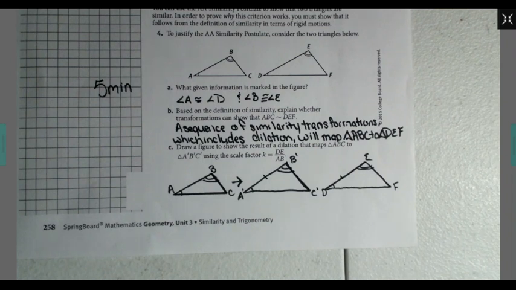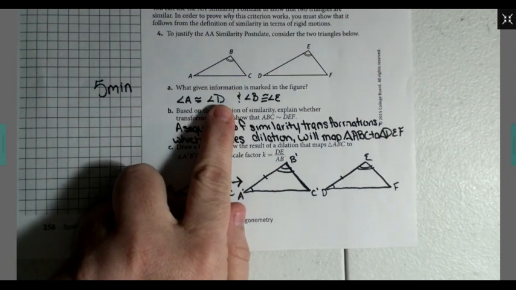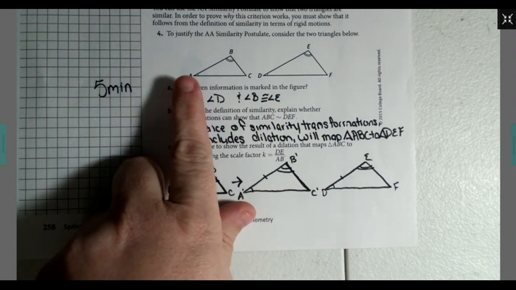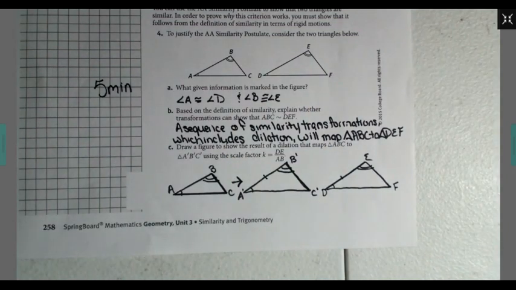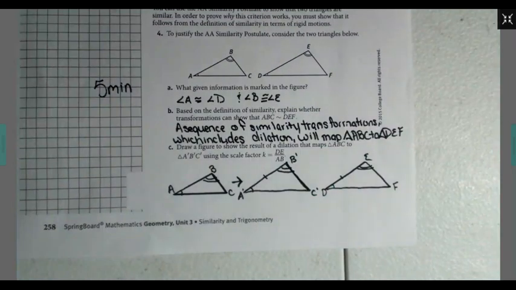All right, so I have finished question number 4. I've stated that angle A is congruent to angle D and angle B is congruent to E because that was what was marked on those pictures. It says a sequence of similarity transformations, which does include dilation, will map triangle ABC to triangle DEF. It says draw a figure to show the result of a dilation that maps triangle ABC to triangle A'B'C' using the scale factor of K equal to DE over AB.